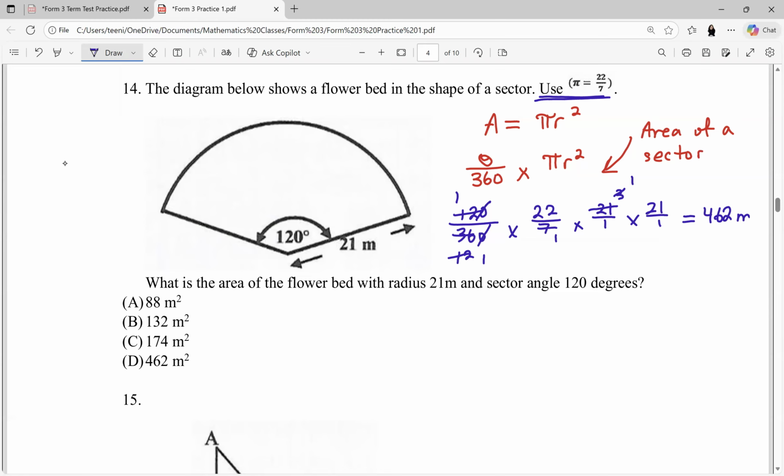I should tell you that for your multiple choice exam, you do not have your calculator. That's why all of these things can be worked out manually, right? I don't know if in your end of term test you're going to be allowed to use your calculator for the multiple choice section, but in CXC, you cannot use your calculator for the multiple choice section. So all of these things can be worked out manually. The answer here is 462 meters squared.